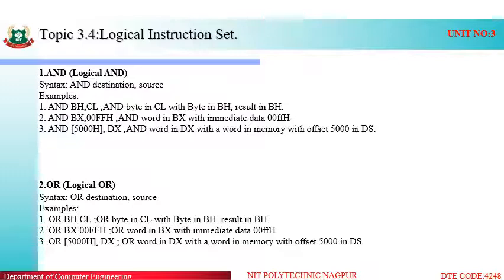Similarly, OR BX comma 00FFH. Now 16-bit direct data is given, that is immediate data. So this hexadecimal data will be converted into binary 16-bit and it will be ORed with the data inside the BX, that is destination, and bit by bit ORing will be performed and result will be stored inside the BX register.